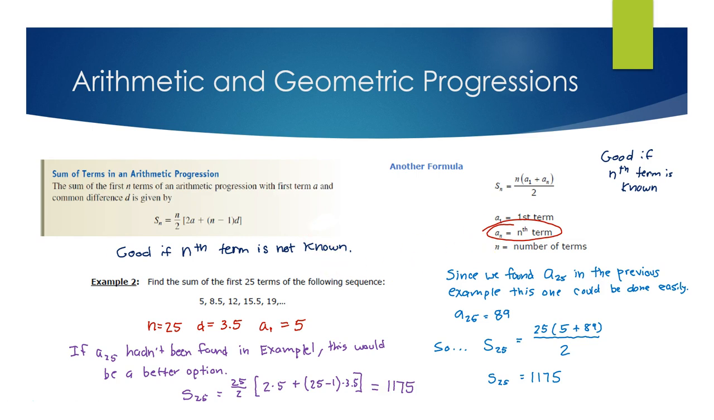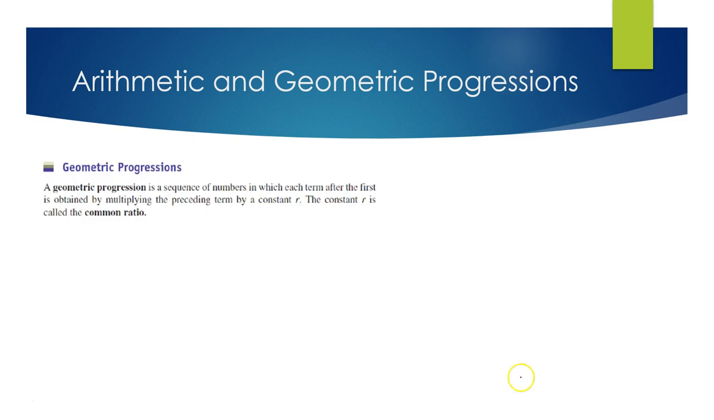Now, geometric sequences or progressions. A geometric progression is a sequence of numbers in which each term after the first is obtained by multiplying the preceding term by a constant r. That constant r is known as the common ratio.